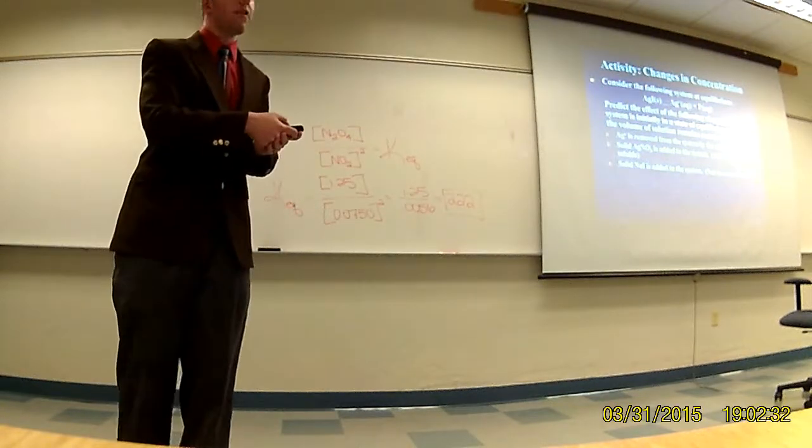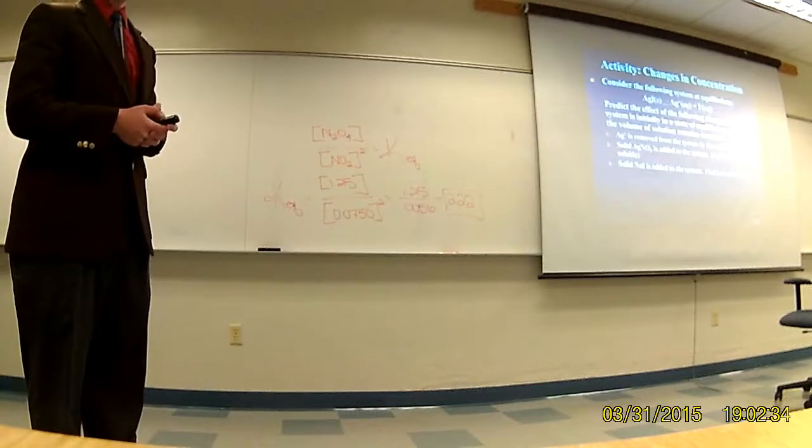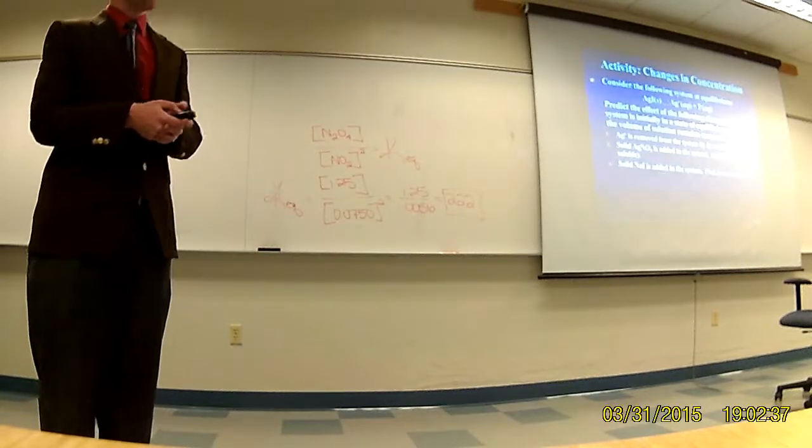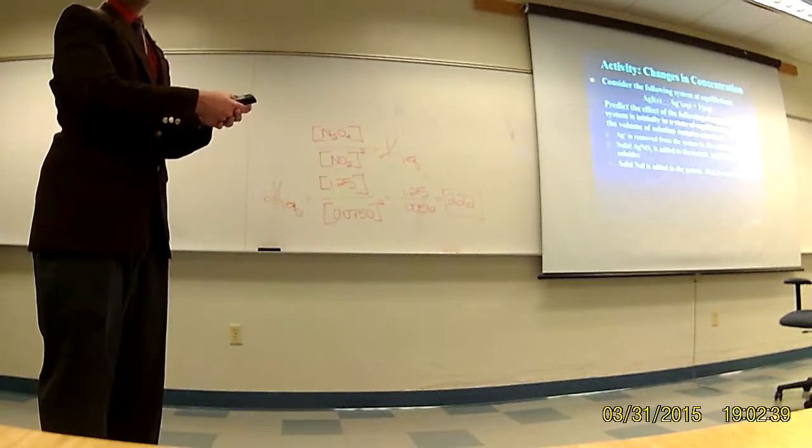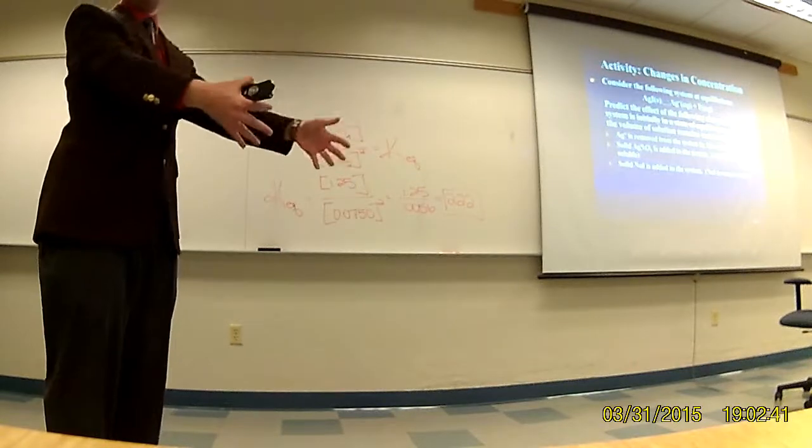If you remove silver ion, it shifts to the right. If you remove something on the right, it wants to replace it by shifting to the right.